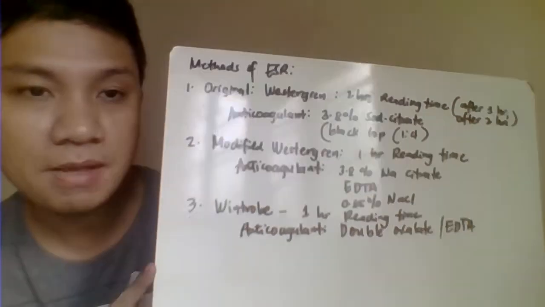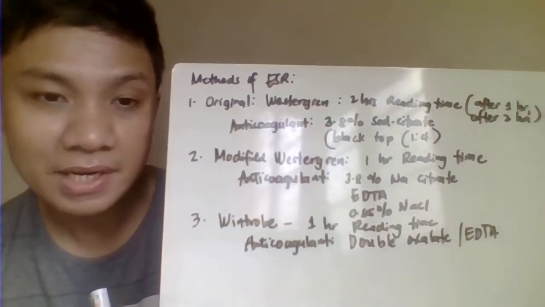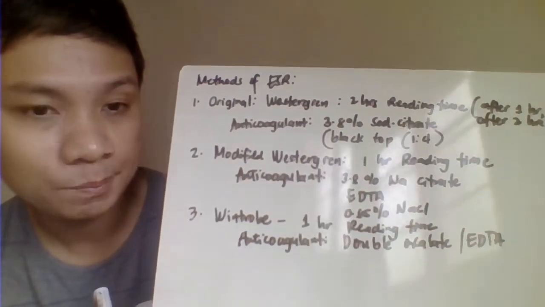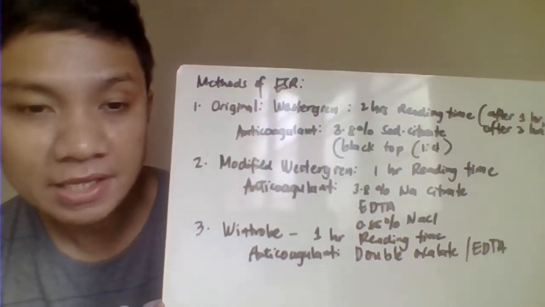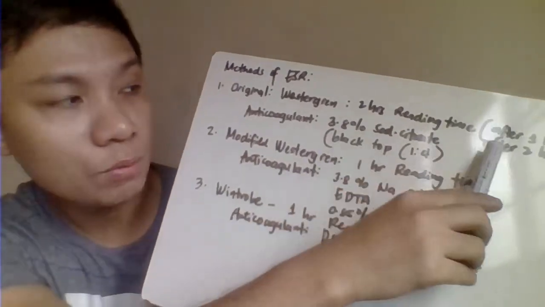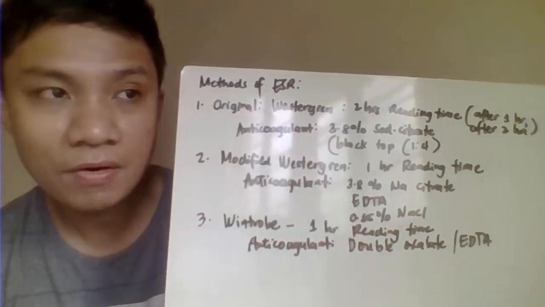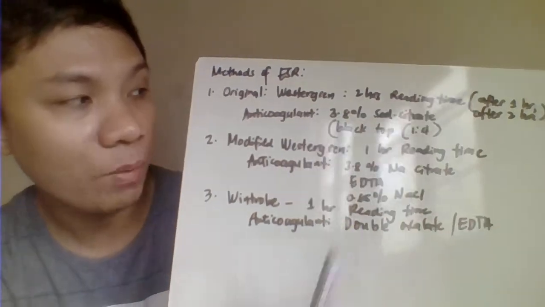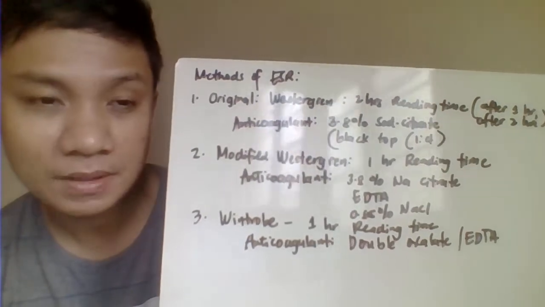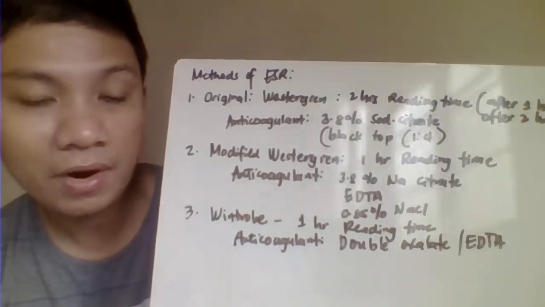Okay, then we have also here the method for determination of the ESR. So you can use here the original Westergren method. Original Westergren method here makes use of the Westergren tube. The reading time for that, however, has two readings, one after 1 hour, the other one after 2 hours. Anticoagulant used for that is your 3.8% sodium citrate. That's your black top tube na citrate. That would have your 1:4 anticoagulant blood ratio. Not your light blue na 1:9, but rather the black top tube here that would have your 1:4 anticoagulant blood ratio.